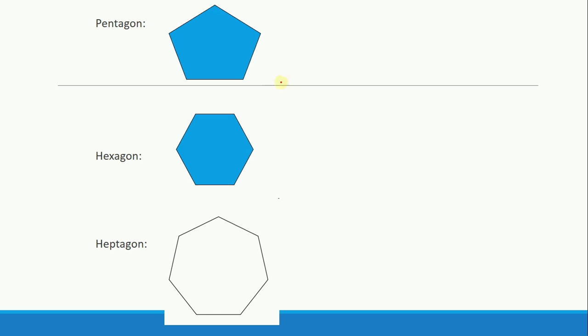So pentagons have 5 sides. From each vertex, how many triangles can I draw? Well, I can't draw over here, that wouldn't be a triangle. So I'll go one across, and then one down here. I drew 3 triangles in my pentagon. So that would be 3 times 180, because each of these has 180 in it. That would be 540 degrees interior angle sum. So all 5 of these angles add up to 540.